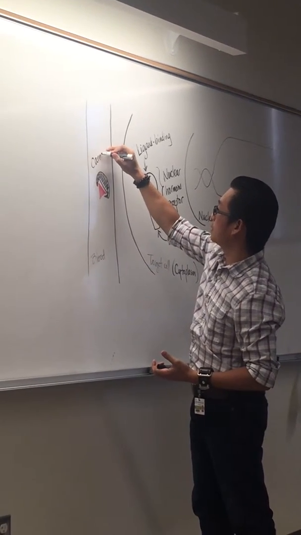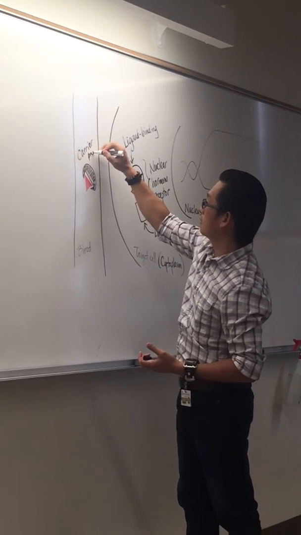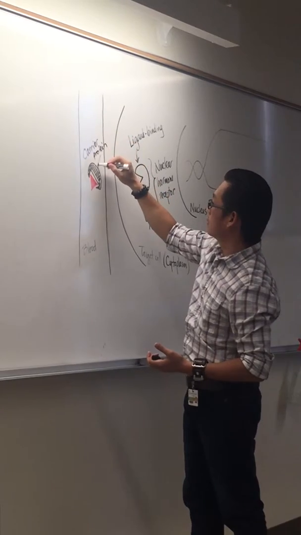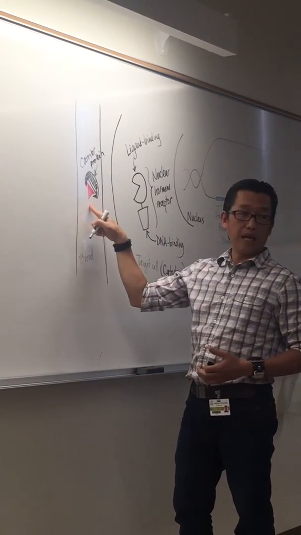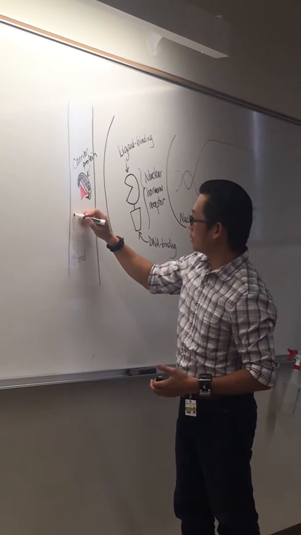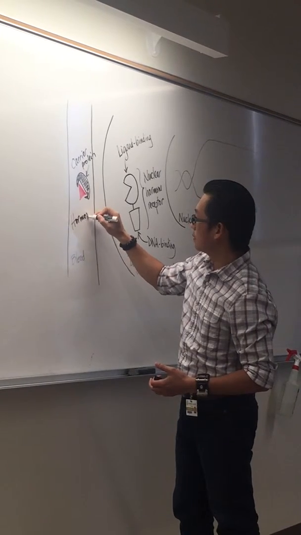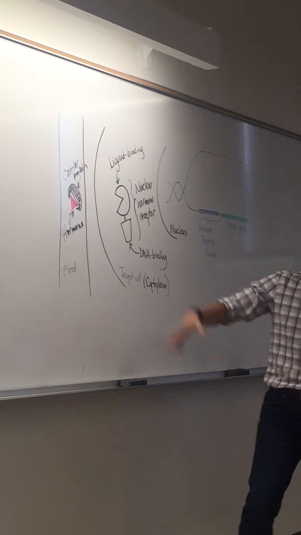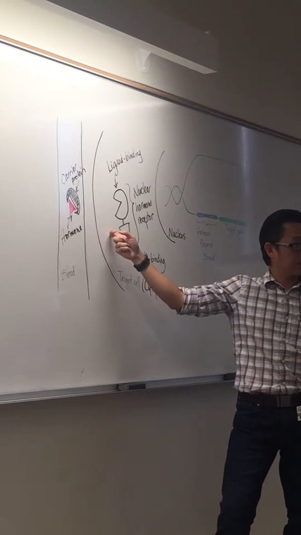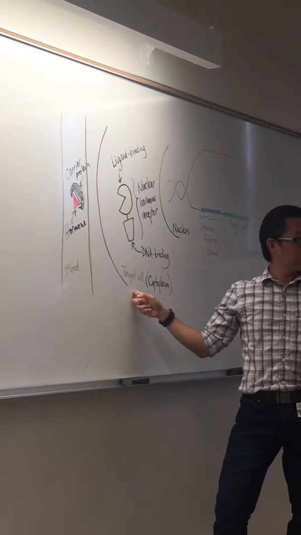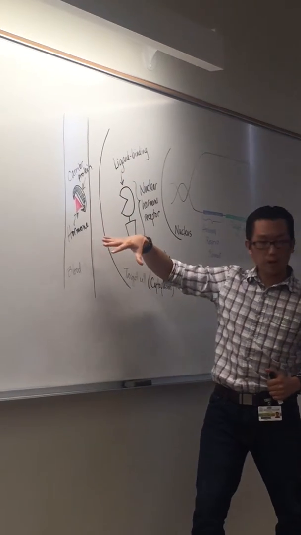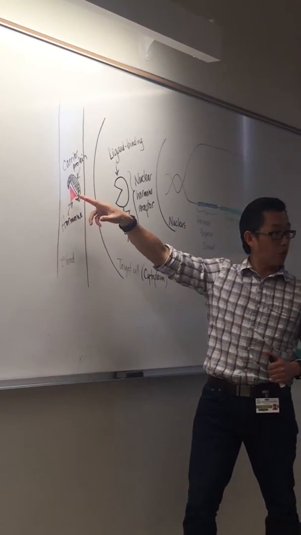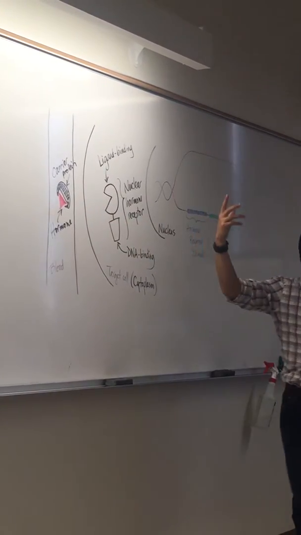have a carrier protein that binds to this hormone and takes it to its target site. So here's the target cell. Okay. Once it gets to this target area, it releases this hormone from its grips.